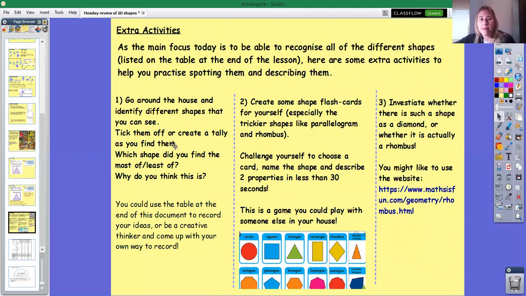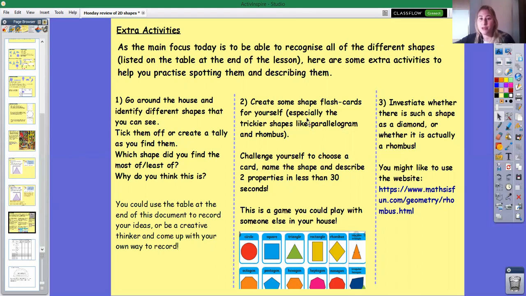So you might want to go around the house and identify the different shapes that you can see, and you can use another version of that table or your own way of ticking them off. It'd be interesting to think about which shape you found the most of and which shape you found the least of, and think about why that might be.